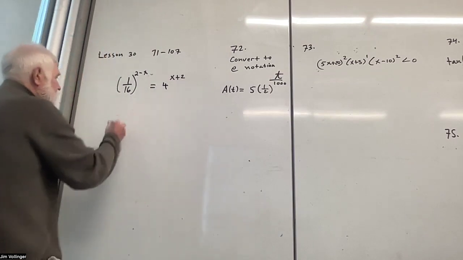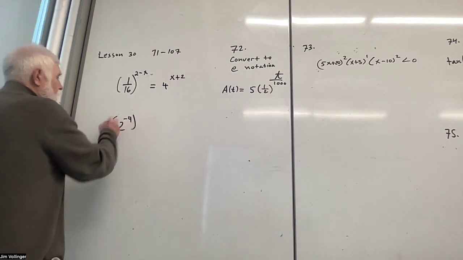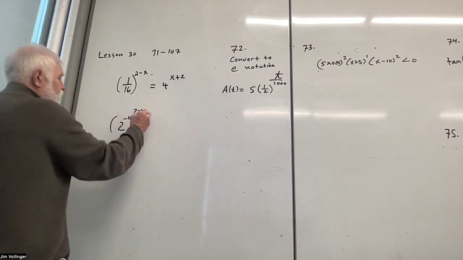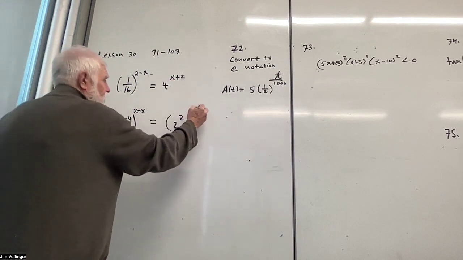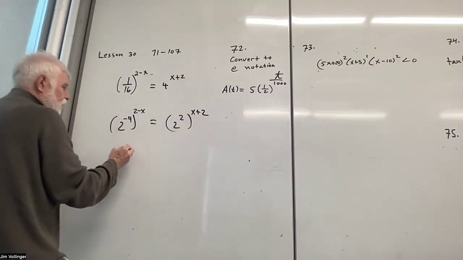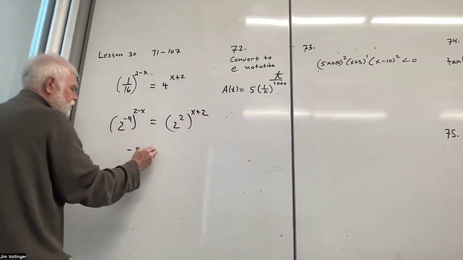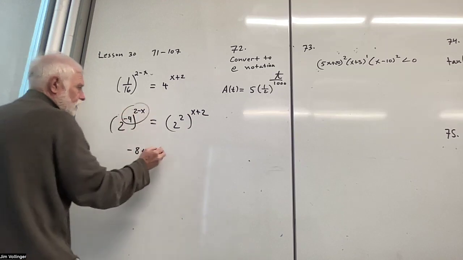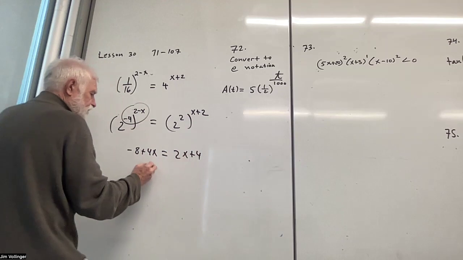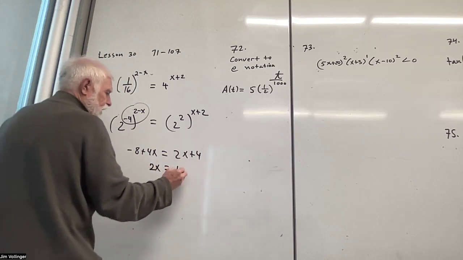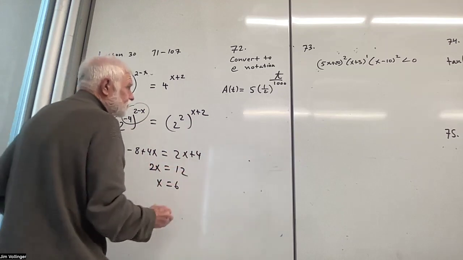All right, 1/16 is 2 to the negative 4. I'm going to raise that to 2 minus x. 4 is 2 squared. I'm going to raise that to x plus 2. Now I'm going to use my rules of exponents. So I've got minus 8 plus 4x, multiplication, equals 2x plus 4. I'll take the 2x this way. I'll move the minus 8 that way. And it looks like x equals 6.